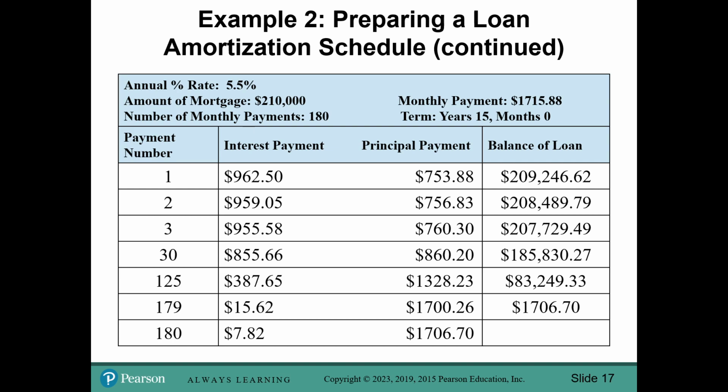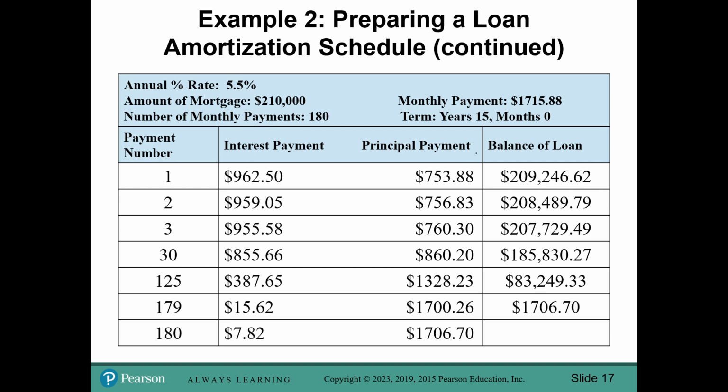And here's what we see. As you can tell, as this loan progresses and ages and we make payments, our interest payment steadily goes down. It started out by paying $962.50 per month in interest, and by the last month, we're only paying $7.82 in interest, and the majority of our payment is going towards principal.